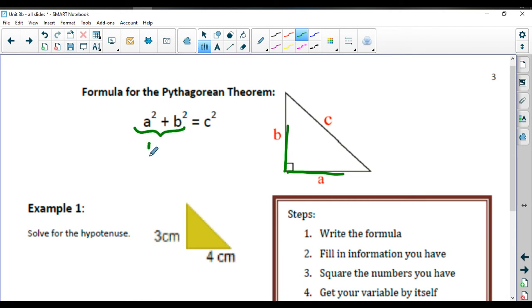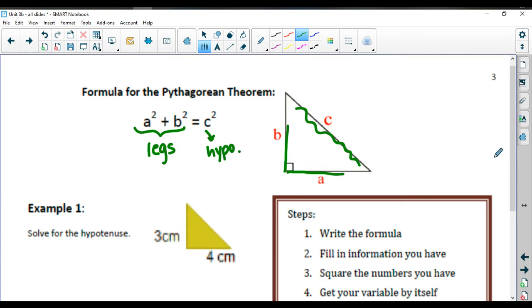So these are both going to be legs. And it's going to say you're going to take the length of A, square it, take the length of B, square it, and then add them together. And what that equaled, what Pythagoras found, was that it's equal to the hypotenuse, which we call C, squared as well.